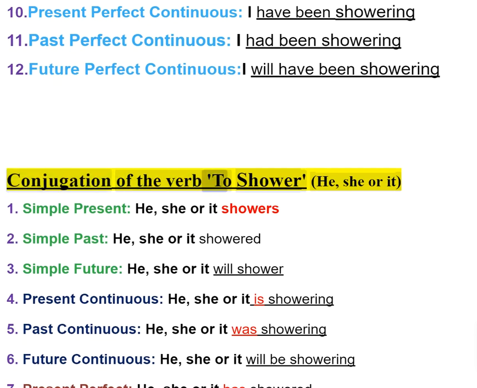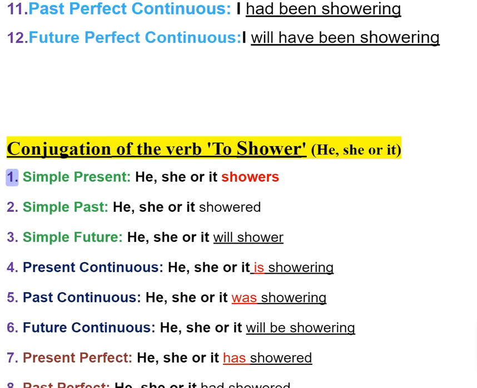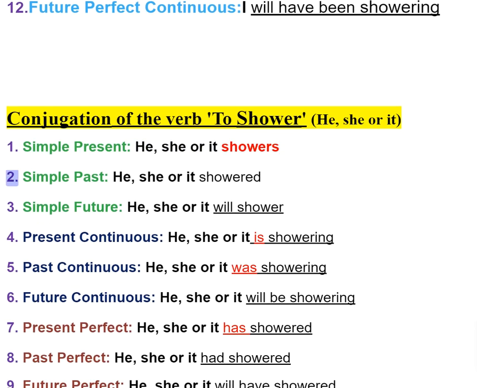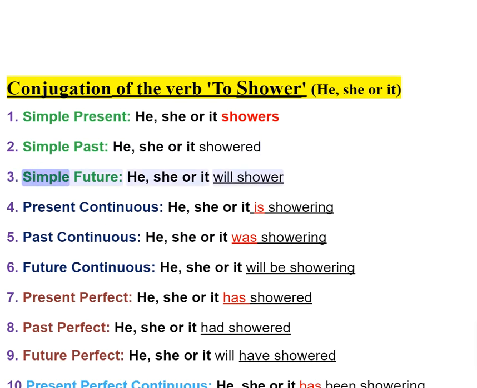Conjugation of the verb to shower, he, she or it. 1. Simple present, he, she or it showers. 2. Simple past, he, she or it showered. 3. Simple future, he, she or it will shower.